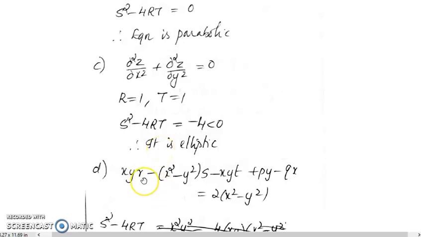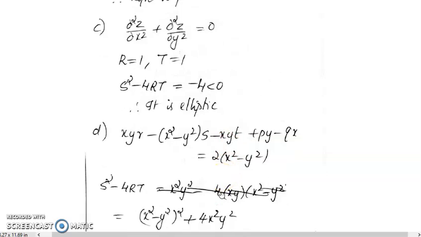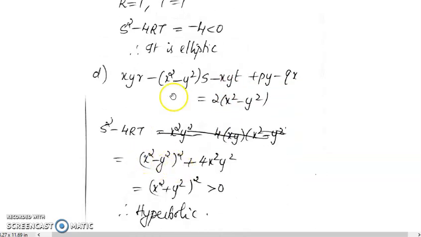And the next one is xy r minus (x square minus y square) s minus xy t plus py minus qx equal to 2(x square minus y square). So you have capital R, capital S and capital T. So s square minus 4rt, you will get (x square minus y square) whole square plus 4x square y square, which is equal to (x square plus y square) whole square. So it is greater than 0, so it is positive, and therefore it is hyperbolic.